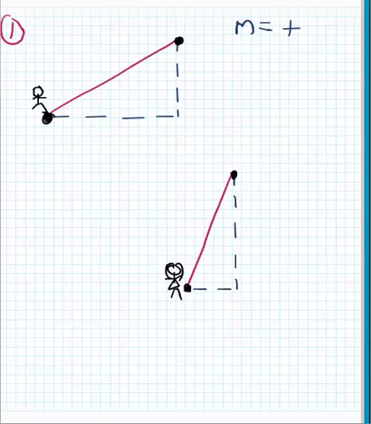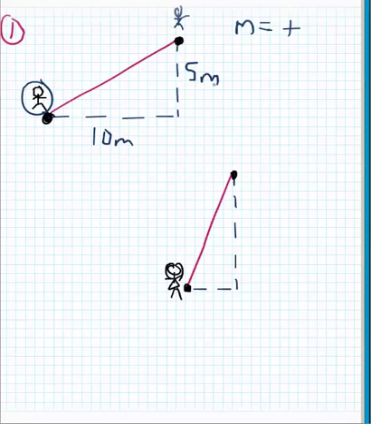Now, we have to calculate the journey between this point and that point. So imagine Jack climbs his hill and he reaches the top. Okay, and now let's put in some measurements. So this length here on the bottom is, let's say, 10 meters. And from the ground to the highest point of the hill is 5 meters.